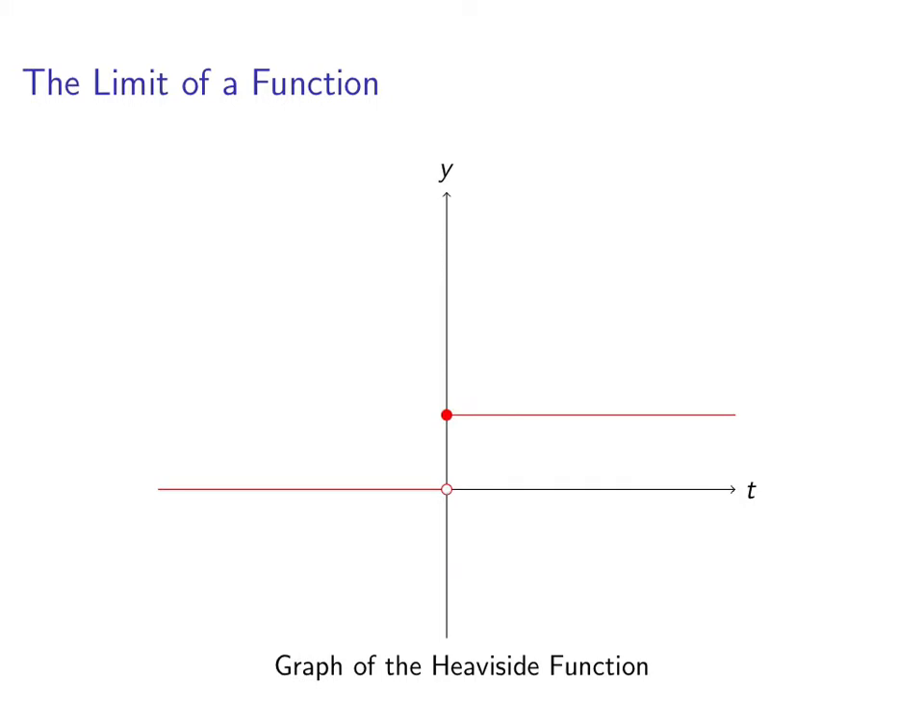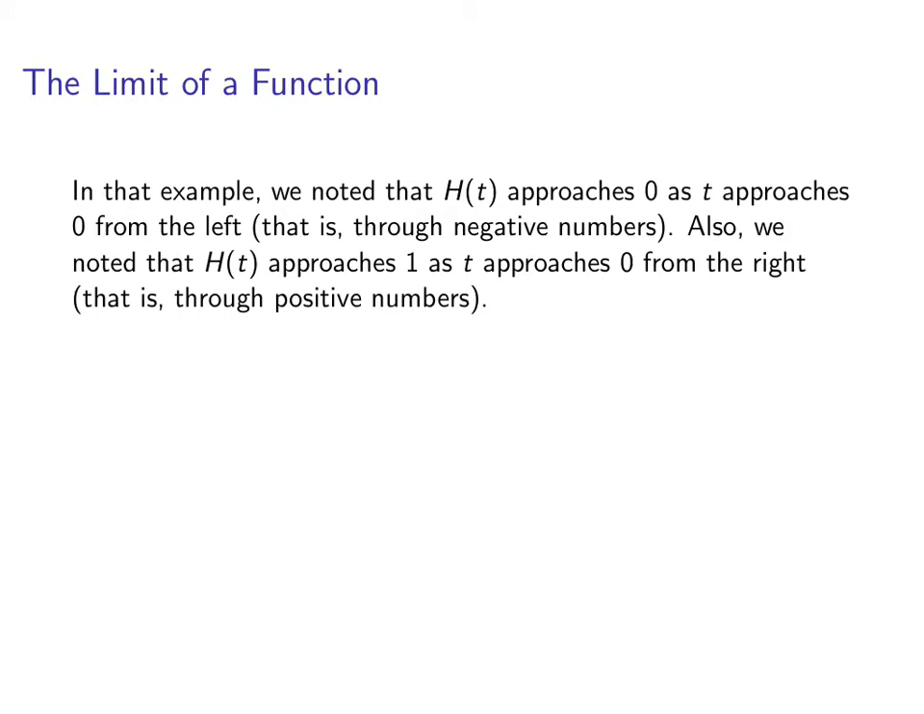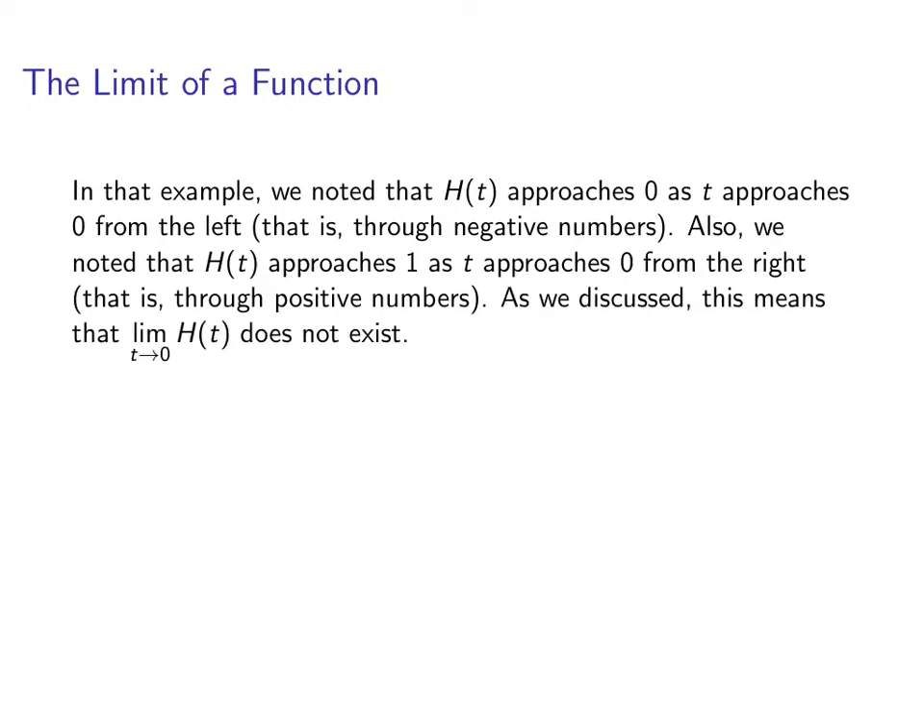All right, this is the graph that we looked at in the last video. We noted that h of t approaches 0 as t approaches 0 from the left, that is, when we're going through negative numbers. We also noted that h of t approaches 1 as t approaches 0 from the right, that is, through positive numbers. And we also talked about how this means that the limit does not exist.